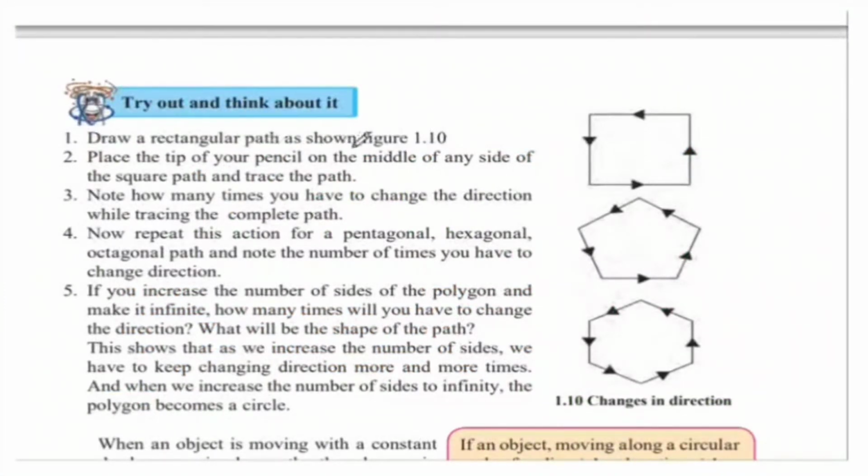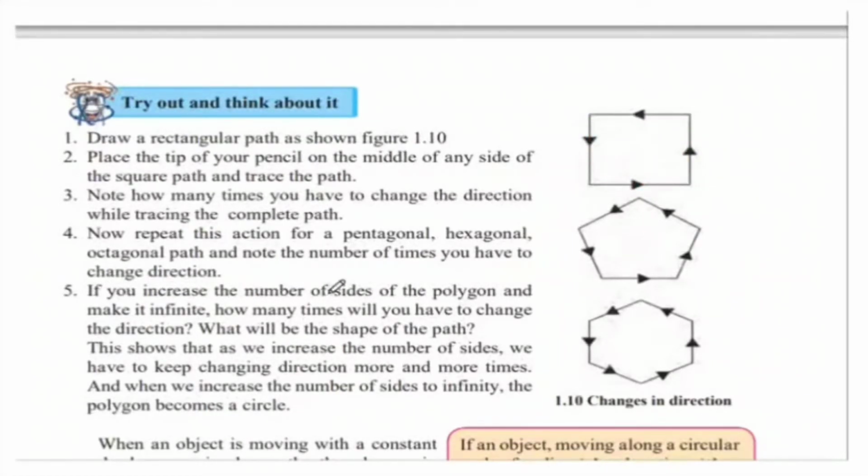Draw a rectangular path as shown in the figure. Place the tip of your pencil on the middle of any side of the square path and trace the path. Note how many times you have to change the direction while tracing the complete path. So now if we start in the middle of a side and go, we change the direction 1, 2, 3 and 4 times to complete this square. So the number of times you have to change direction would be equal to the sides of the figure.